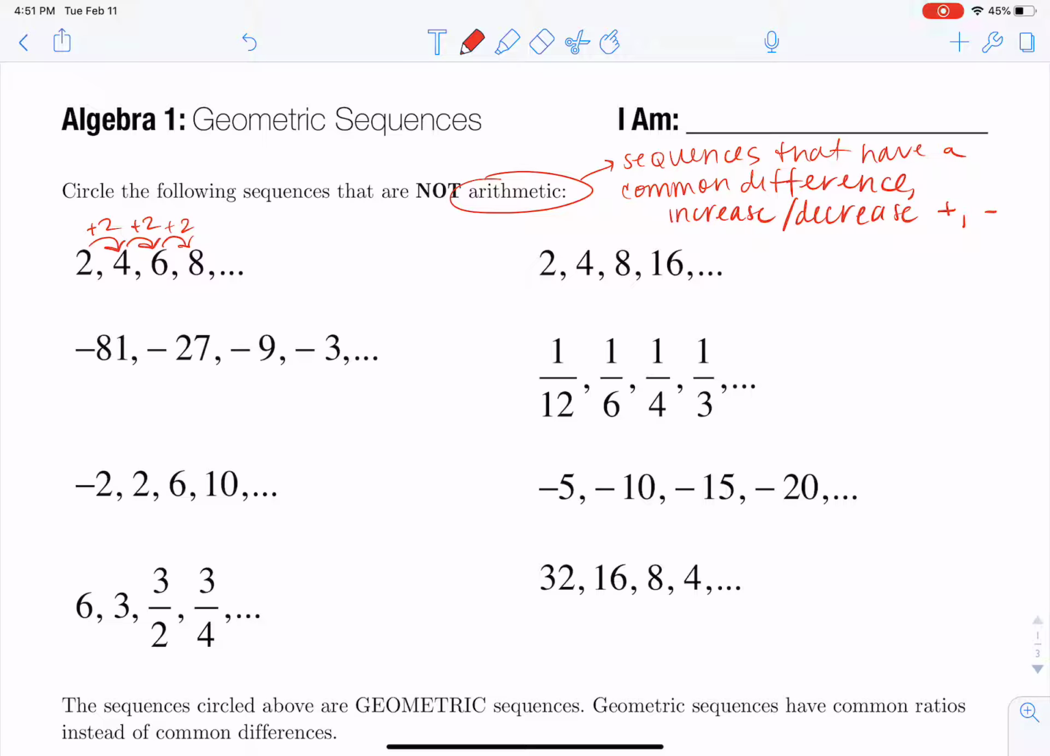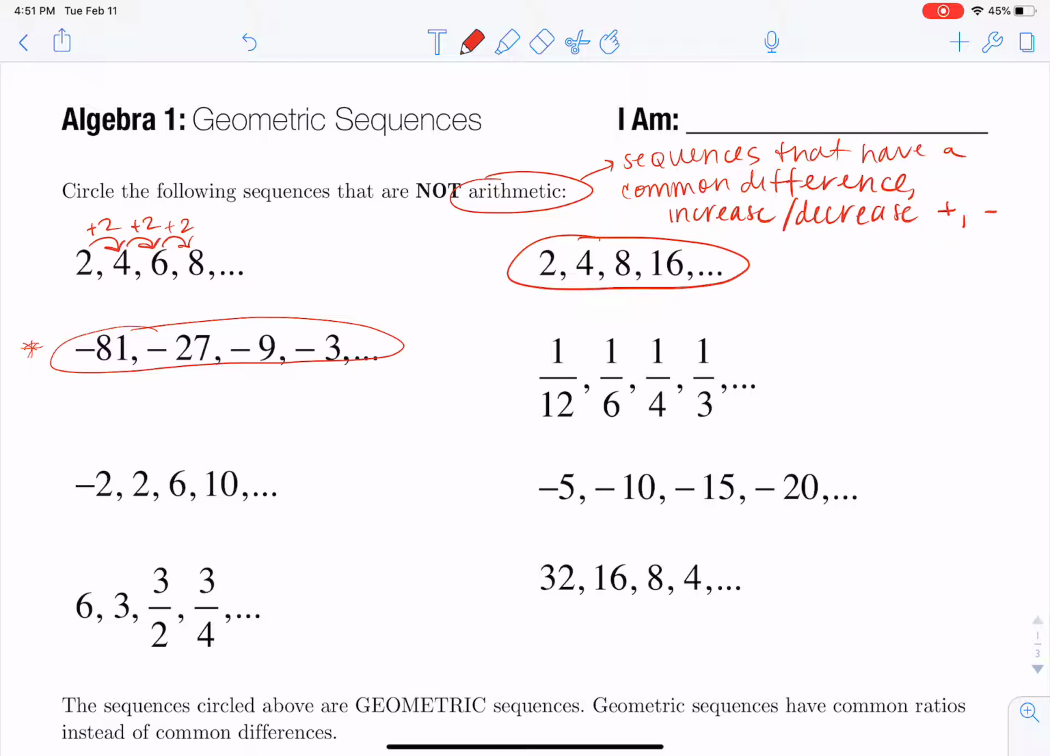So I hope that you paused the video and now you're back. And let's see, to go from 2 to 4, I can add 2, and from 4 to 8, that adding 2 process won't work. So this is not an arithmetic sequence. To go from negative 81 to negative 27 and then to negative 9, this is definitely not increasing by addition or subtraction, so I'm going to go ahead and circle that one.